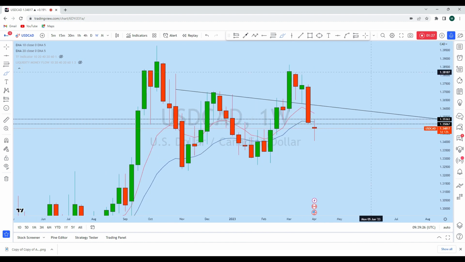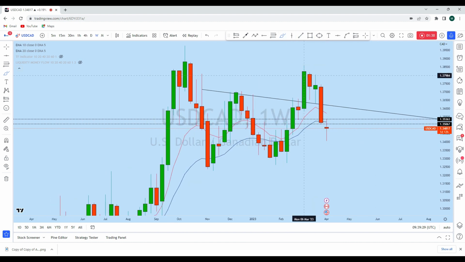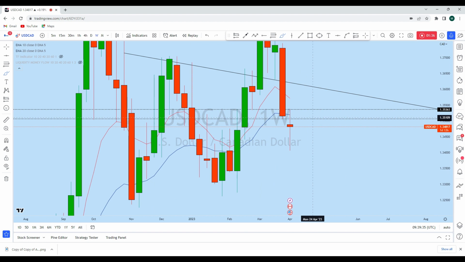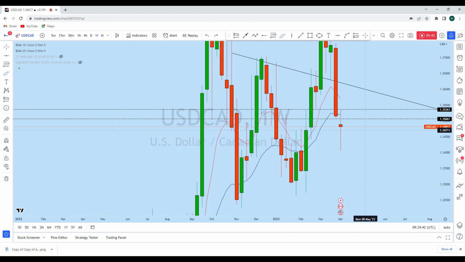From the weekly, we see that there is a typical double top here, and the price has broken down from that zone with this long bearish engulfing candle on the weekly. We saw the price test this support as a resistance. This is the high of the weekly so far, and it is forming a doji.